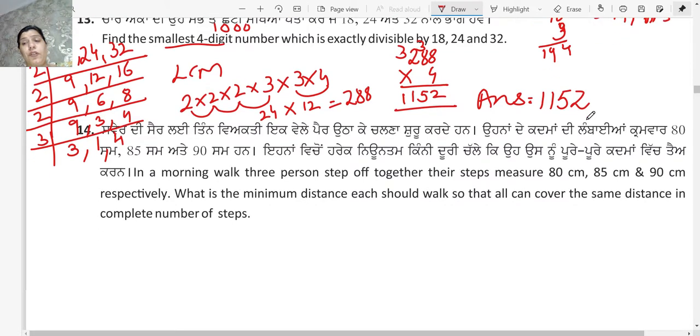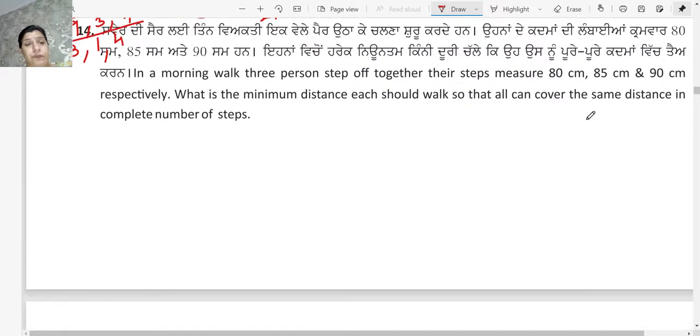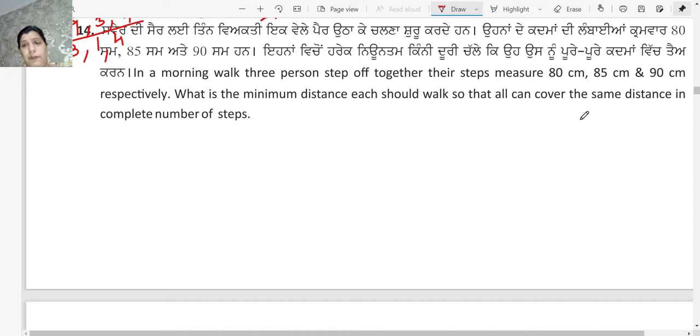I hope students the question is clear to you. Then moving on to the last question. In a morning walk, 3 persons step off together. Their steps measure 80 centimeter, 85 and 90. What is the minimum distance? Beta, isme you please underline this word minimum. Each should walk so that all can cover the same distance in complete number of steps.